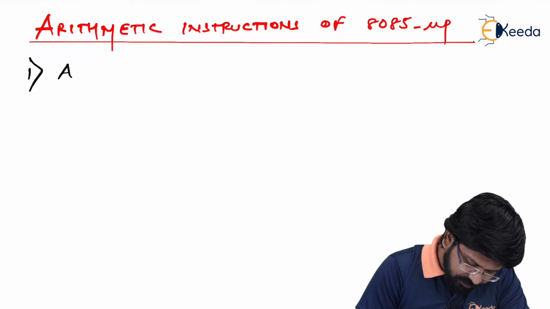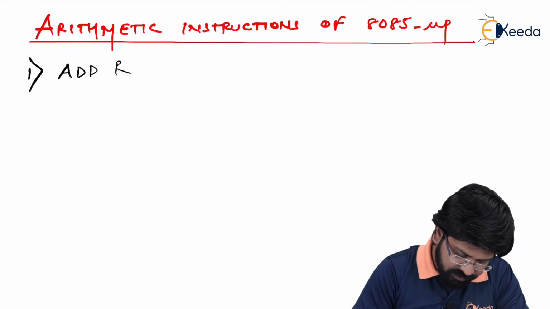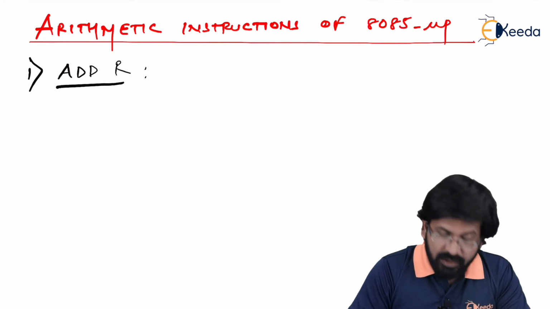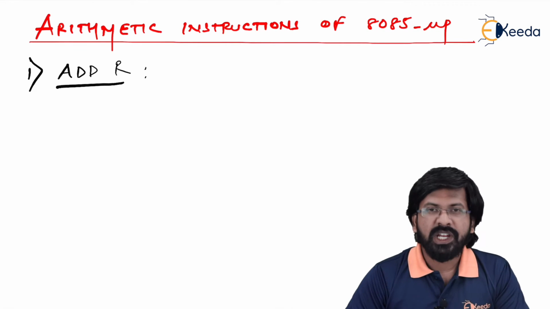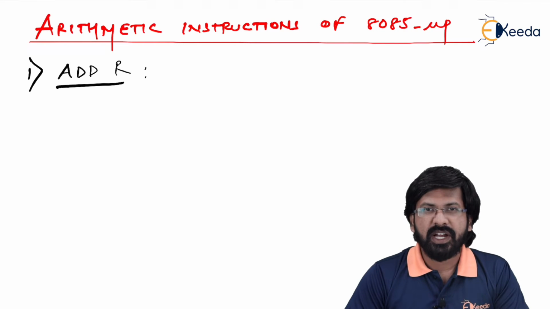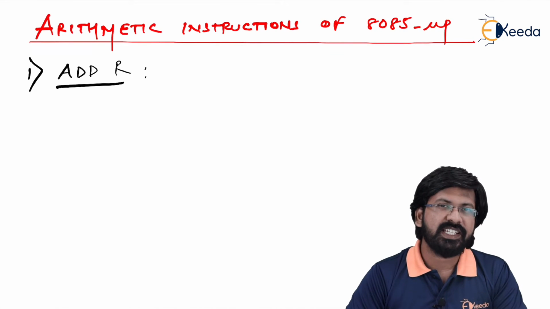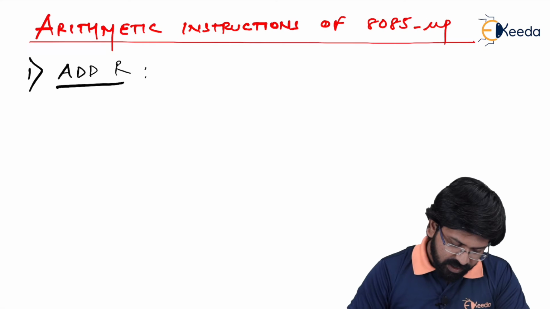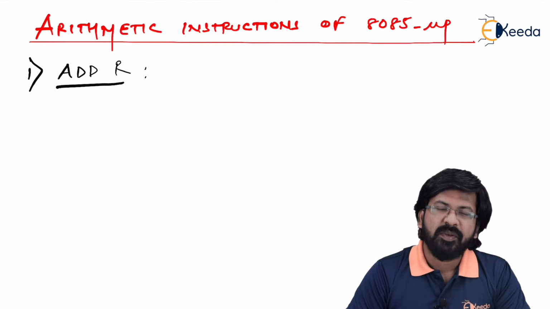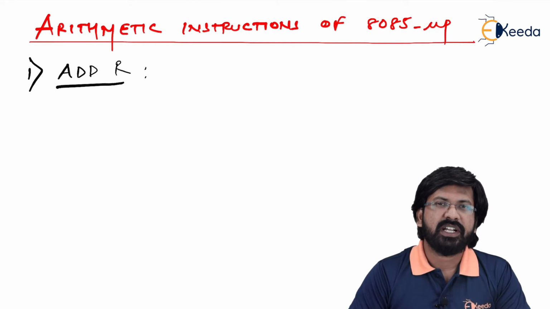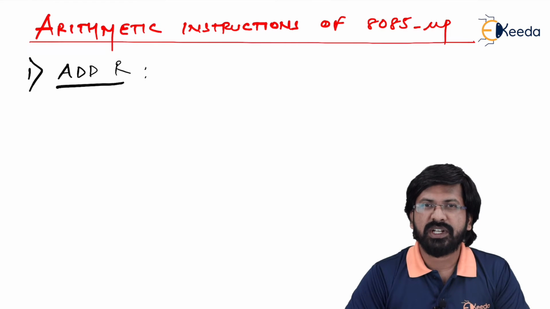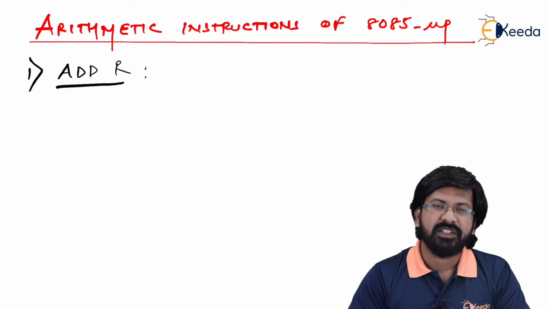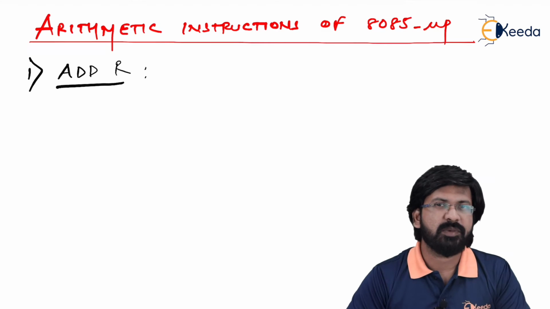Let's say ADD R is the first instruction. We know that for addition we require at least two numbers, but here only ADD R is written, where R stands for any register out of A, B, C, D, E, H or L. We know that the microprocessor always assumes that one of the data is already present in the accumulator. So it adds the given register with the content of the accumulator, and of course the result is stored in the accumulator only.